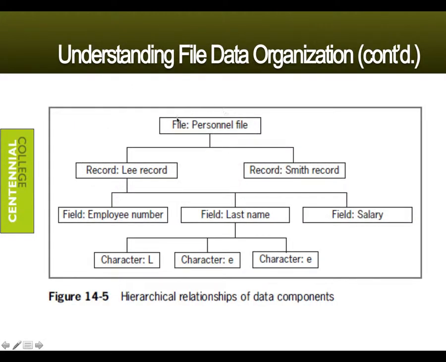So here's an example. Your file is called personnel file. Inside your file, you have a record called Lee, another record called Smith, right? Inside the Lee record, you have a field of employee number, a last name, and a salary. And inside your last name, you have the character L, the character E, and the character E, which is the name Lee, right? So this is your hierarchy in terms of personnel file relationships, right? If you have these data components inside your file.